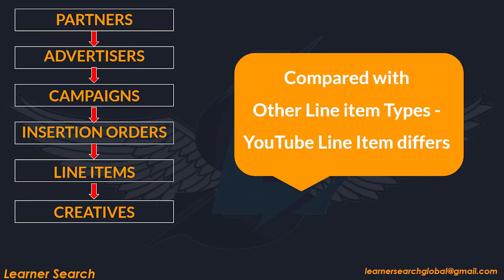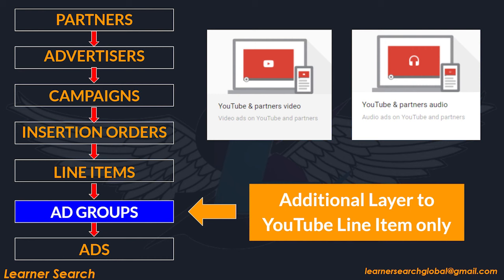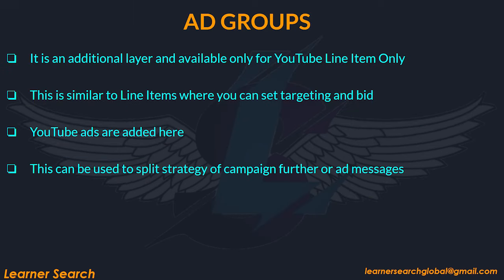When compared with other line item types, the YouTube line item differs. A new additional layer called ad groups is added after the line item. An ad group is an additional layer and is available only for the YouTube line item. This is similar to line items where you set targeting and bid. In ad groups, YouTube ads are added. These ad groups are used to split the strategy of campaigns further and also as per the ad messages.